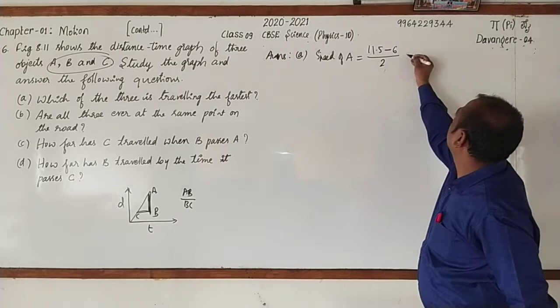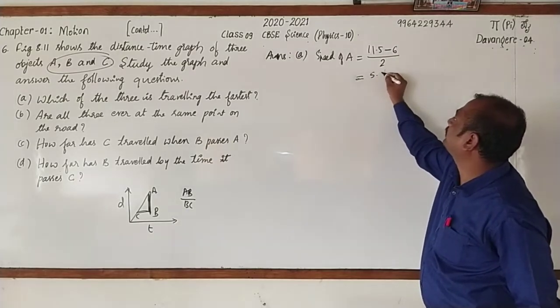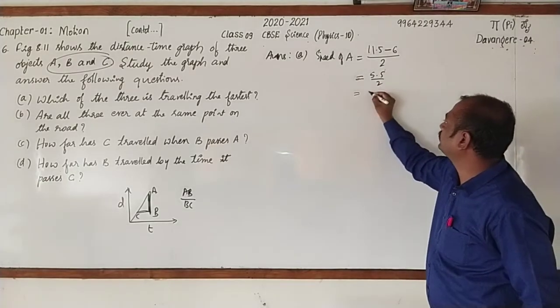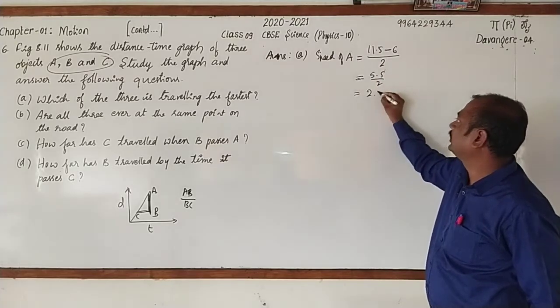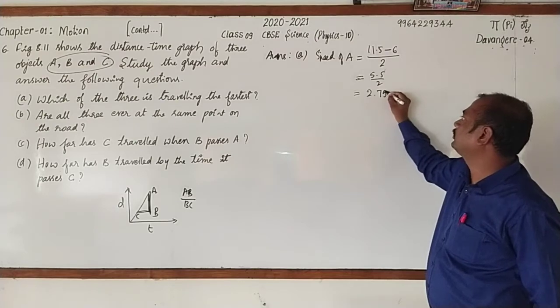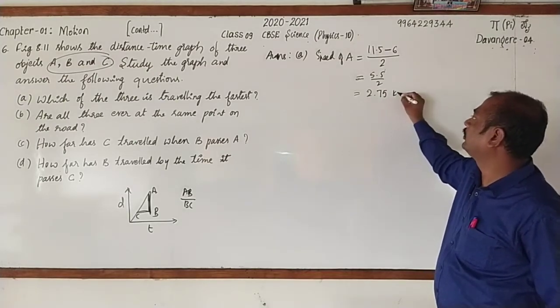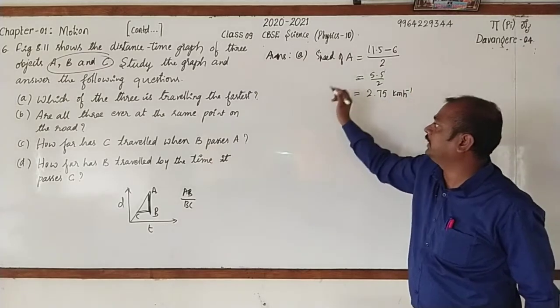What is 11.5 minus 6? It is 5.5 by 2. 2 2s are 4, 1 will remain, it becomes 15. 2 7s are 14, 1 will remain, it becomes 10. 2 5s are 10. So the answer is 2.75 kilometer per hour. This is the speed of A.